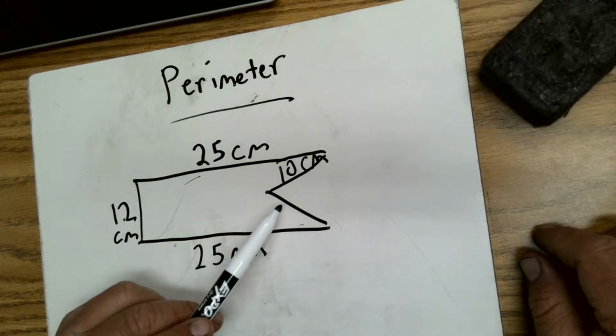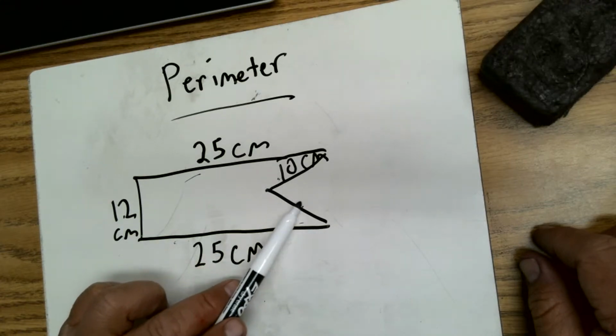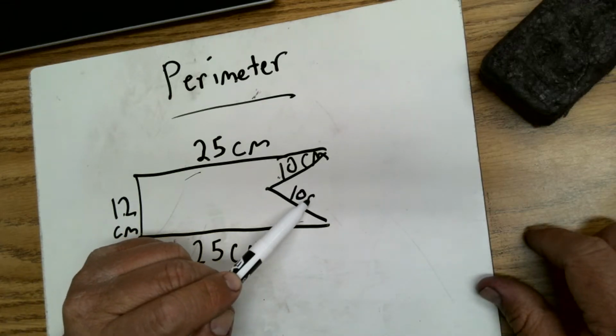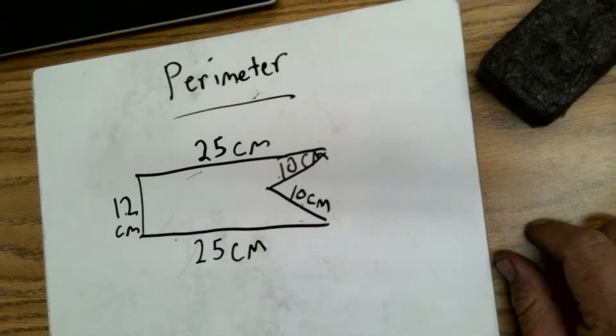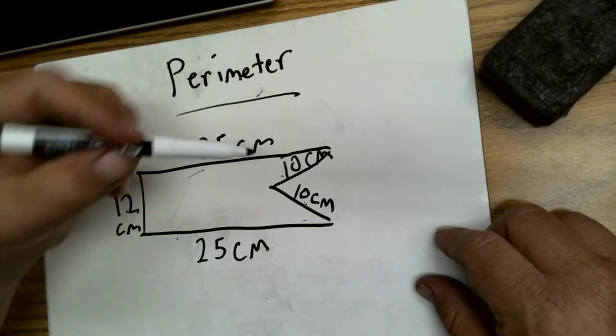12 centimeters. But this doesn't match anything. But this one here looks like this line, so it's matching. So this also becomes 10 centimeters. Now I have all four, so that means I have to add them together.